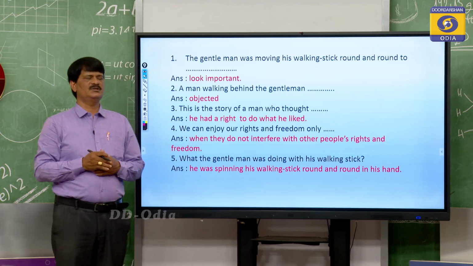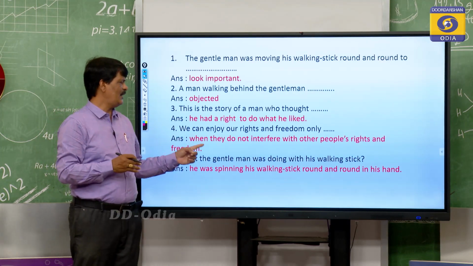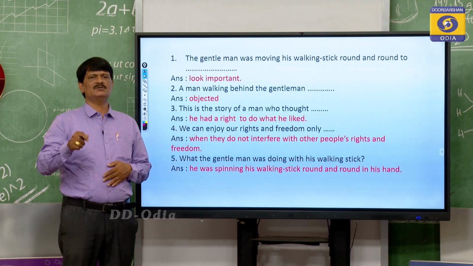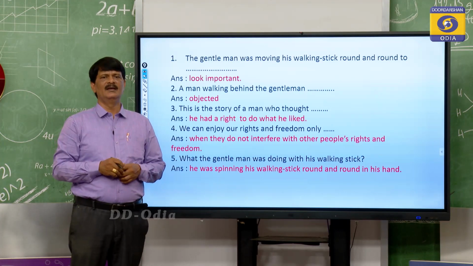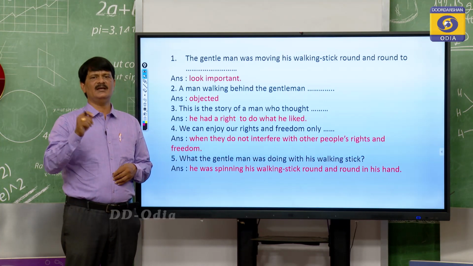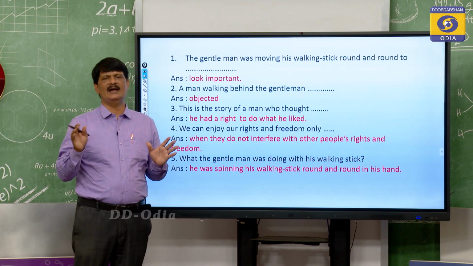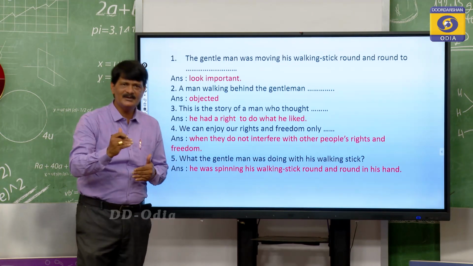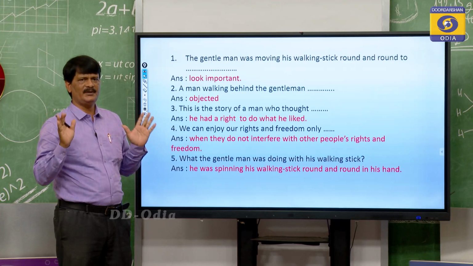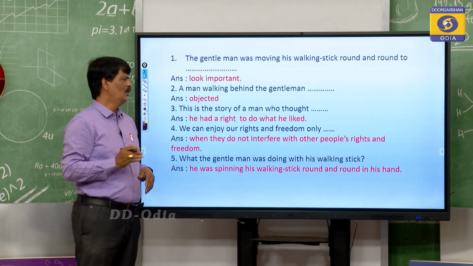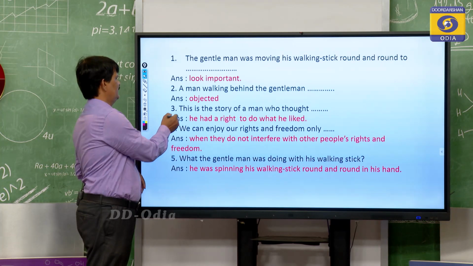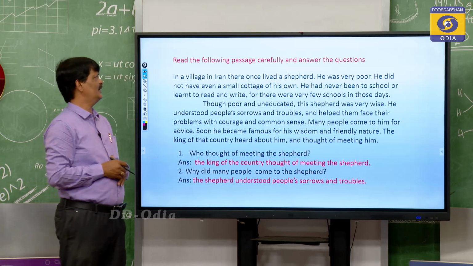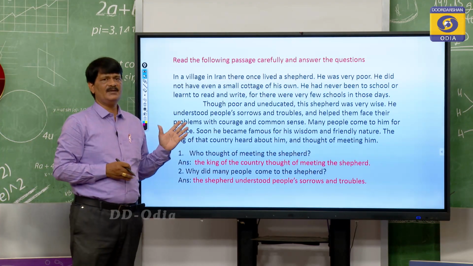Then the next question you have, what was the gentleman doing with his walking stick? Okay, the gentleman was holding a walking stick. What? He was spinning his walking stick around and around in his hand. Very easy one. If you are not able to do it, again you will read the passage, easily you can do it. Okay, it is one more example for you. Then we will go to the next example, and that will be more clear to you. Another example is there. Yes, a very easy one.